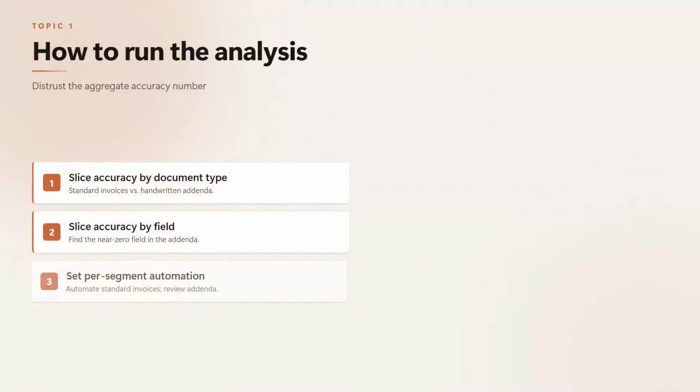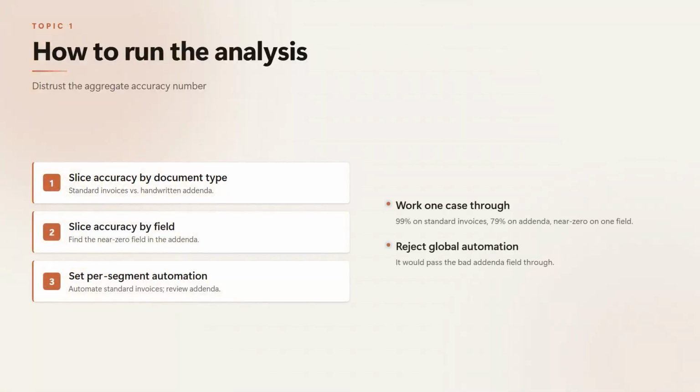Let's work the handwritten addenda case. You have 90% standard invoices extracting at 99% accuracy, and 10% handwritten addenda at 79%. But inside the addenda, one field, say, remittance advice line items, is near zero. The aggregate 97% looks great, but if you automate everything above a confidence score, that near zero field will still produce high confidence wrong answers because the model is confidently wrong on that pattern. The alternative is to automate only the standard invoices segment, which passes, and keep human review on the addenda. That loses you some efficiency, but it keeps your data clean.